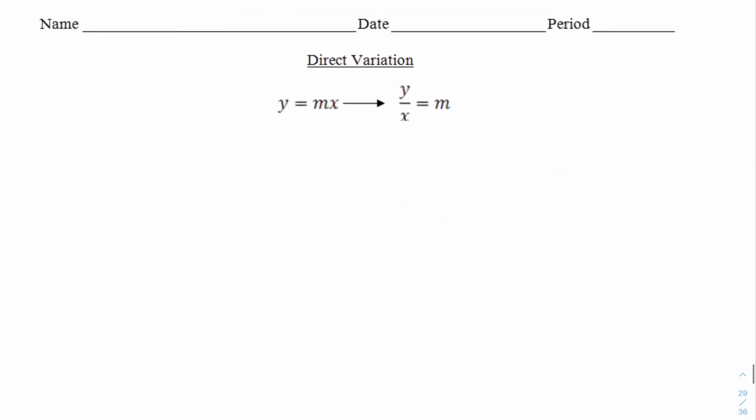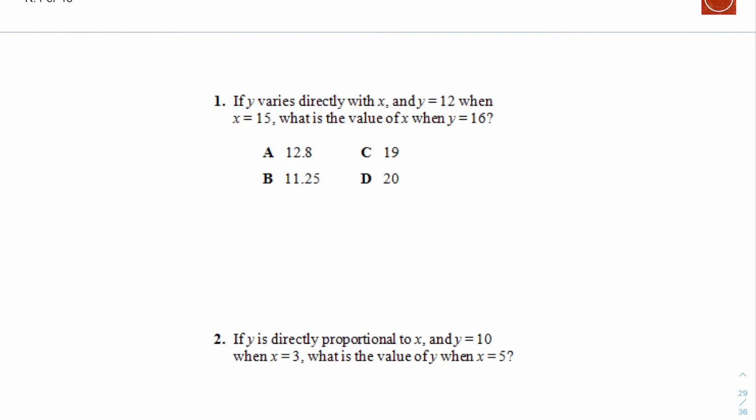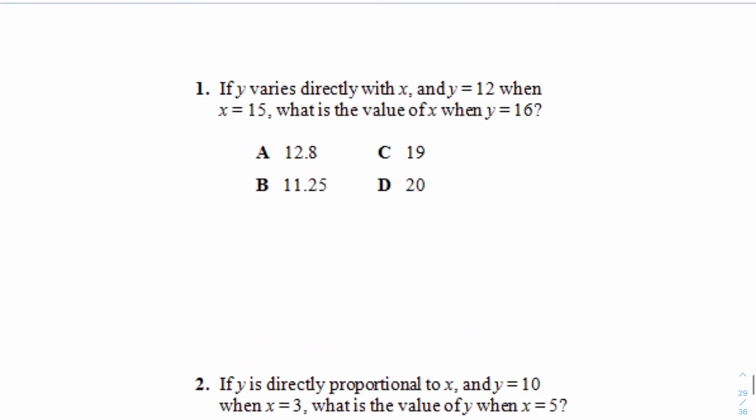Let's do some. There's our formula. If they don't give you the graph, then they're going to tell you that it's direct variation. Well, most of the time they'll tell you. Eventually you'll just realize it contains the point 0, 0, so you can use these direct variation formulas. If y varies directly with x, so that's our key word that we can use, y equals mx. Y is 12 when x is 15. So let's take these two numbers and plug them in.